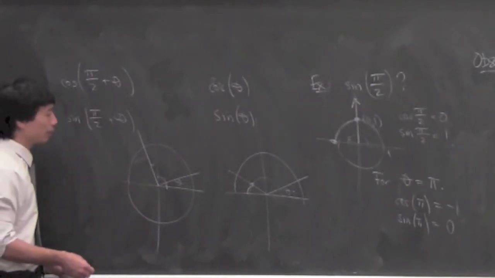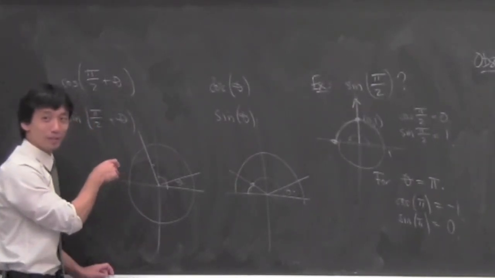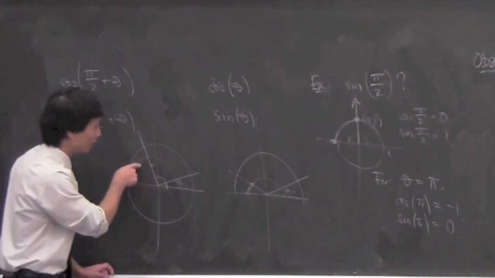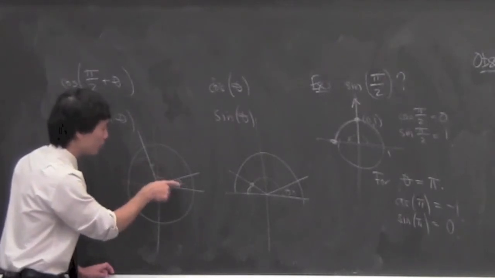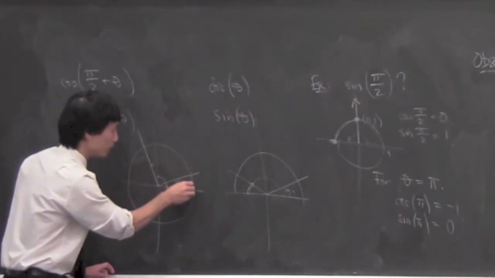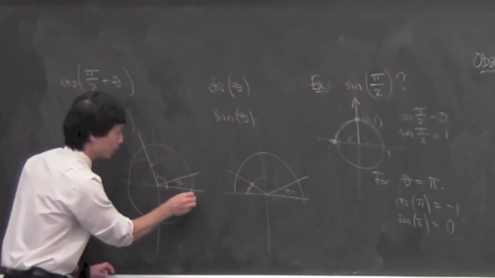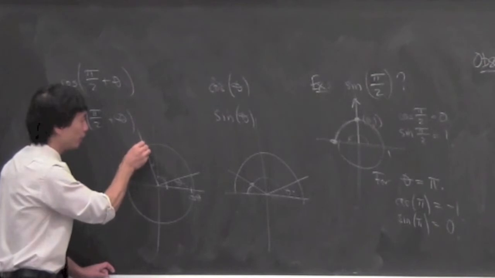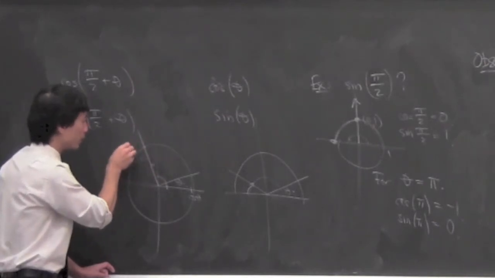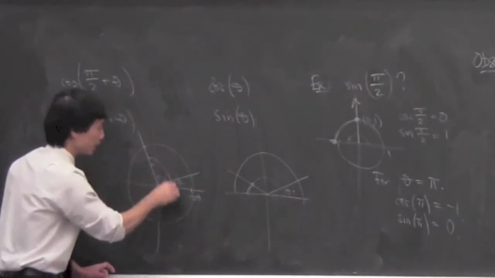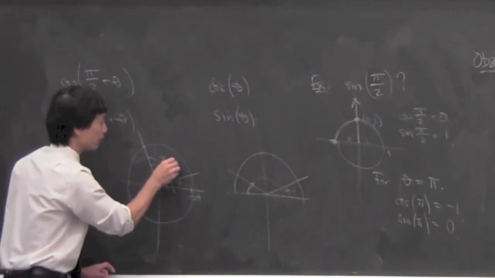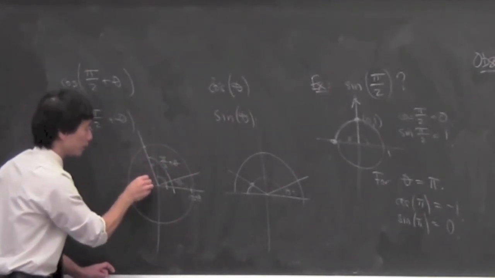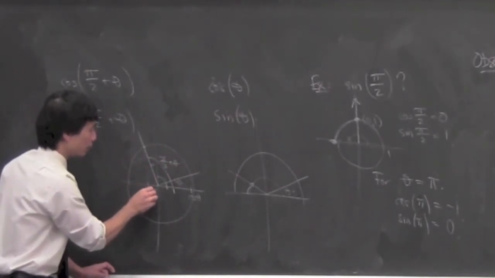Well, let's take a look. The cosine of theta is this thing here. And for the cosine of pi over 2 plus theta, this angle is pi over 2 plus theta, and this is the cosine of pi over 2 plus theta.